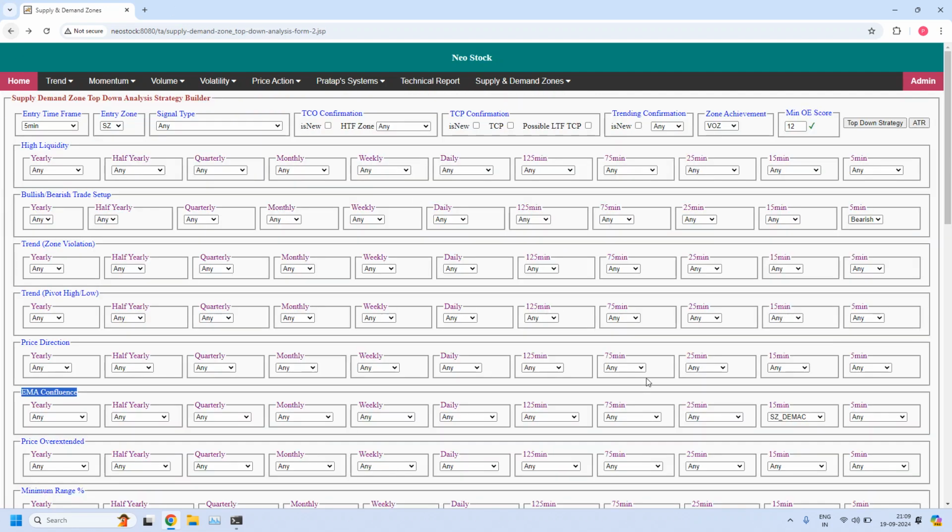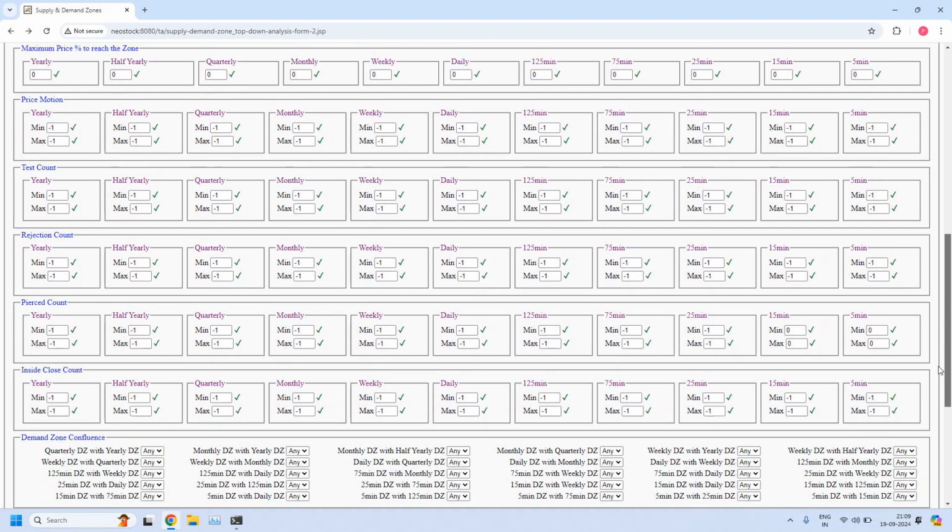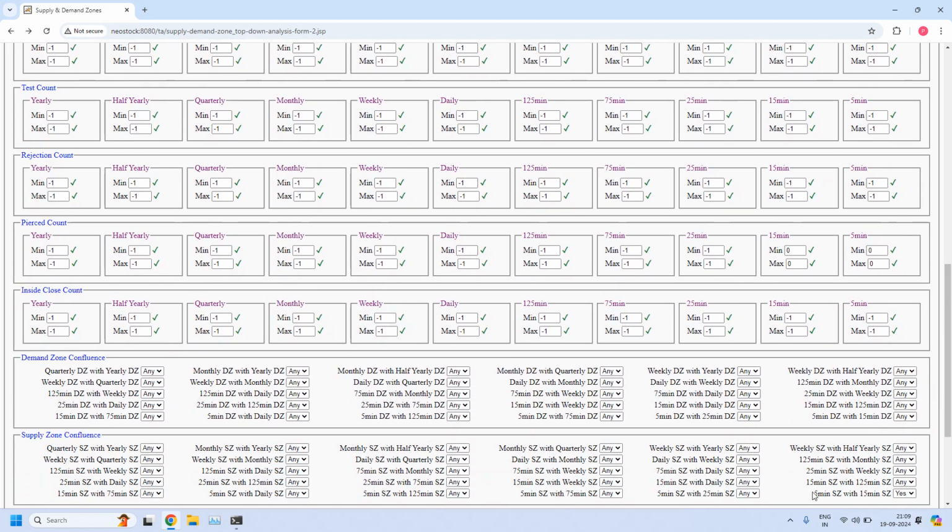Okay, now let's look for LTF, ITF, HTF confluence. First I need to remove this EMA filter. In the supply zone confluence, already 5 minutes and 15 minutes is enabled. Now 2 more filters I am adding: 5 minutes and 75 minutes supply zone confluence I am enabling, and also 15 minute supply zone and 75 minute supply zone I am enabling. The reason is this 5 minute supply zone is part of the 15 minutes and both together part of the 75, and 15 minutes is also part of the 75. That is what it means.